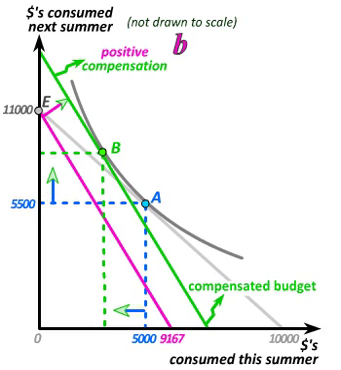A movement from bundle A to bundle B then entails a decrease in my current consumption and an increase in my consumption next summer. This substitution effect then tells us the same that it always tells us. Consume less of the good that's become relatively more expensive and more of the good that's become relatively cheaper.